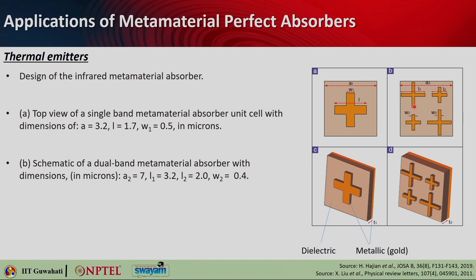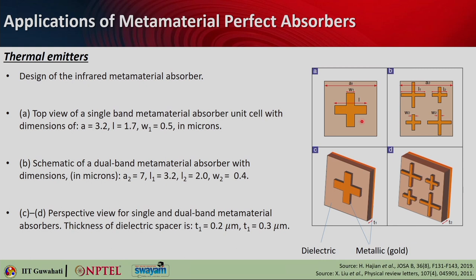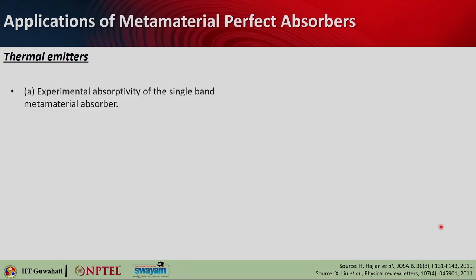And this is a dual band, so this is basically a mixture of the small and the large. There are two structures which resonate at two different frequency bands, and that is why it is called a dual band metamaterial absorber. The dimensions are given here, all in microns again. These two show the top view, and these two figures show the perspective view. In the two cases, the thickness of the dielectric spacer is 0.2 micron for the single band metamaterial absorber, and 0.3 micron in the case of the dual band metamaterial absorber.